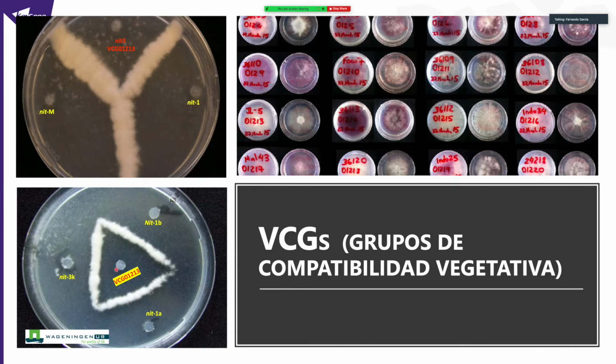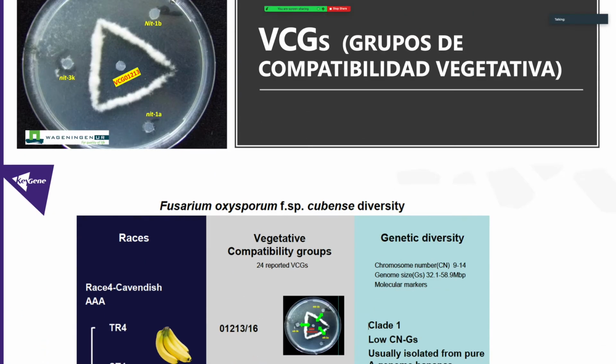For example, here we have this tester with the VCG 1213, which is the one that is tropical race 4. And let's say that we have some unknown isolate of Fusarium from a specific place in the world. If we put them together here, after, of course, a lot of processes, and they produce this heterokaryon, they are complementary. Then you can say that this one is a tropical race 4.